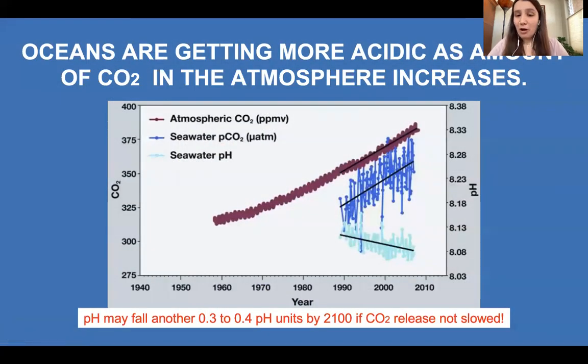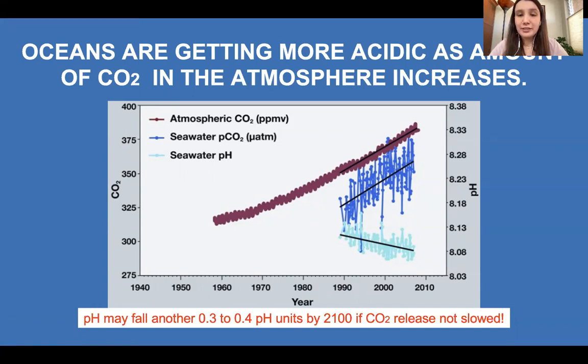As you saw in the cabbage experiment, CO2 from your breath reacts with water to affect the pH of the solution. And we know that oceans are getting more acidic as CO2 accumulates in the atmosphere, and some of that CO2 is sequestered in the ocean.